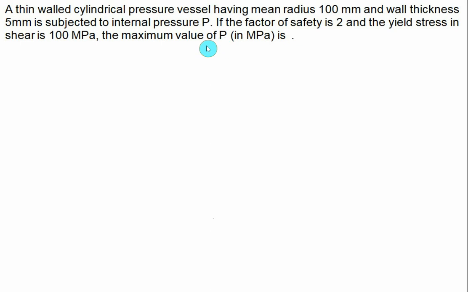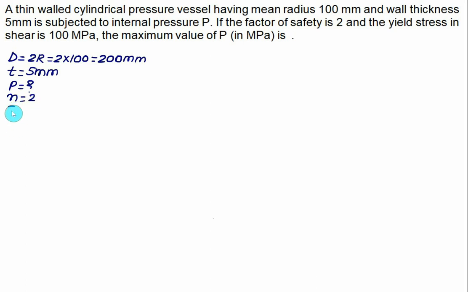Pressure in this case we have to find out, and we have given the value of radius, thickness and the factor of safety. So we have mean radius equal to 100. So we have diameter D equal to 2 times the radius, that is 2 times 100, equal to 200 mm. And the thickness we have to use is equal to 5 mm. Pressure P you have to find out. Factor of safety equal to 2. And we have given the value of SYS, that is the yield stress in shear, equal to 100 megapascal.